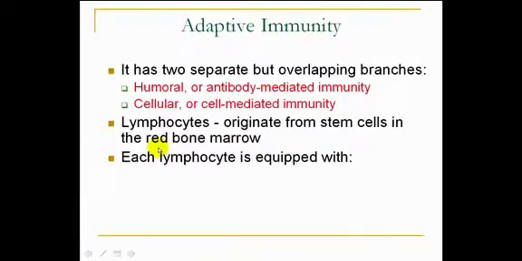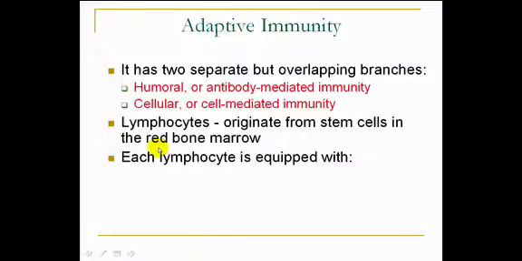We can talk about two different branches of the adaptive immunity, or acquired immunity. But again, these even overlap. So there's what is called the humoral, or I tend to call it the antibody-mediated immunity. So this is going to involve antibodies. And then there's what we call your cell-mediated immunity. Now, your adaptive immunity requires lymphocytes, and we learned in blood lecture that lymphocytes originate in the red bone marrow.